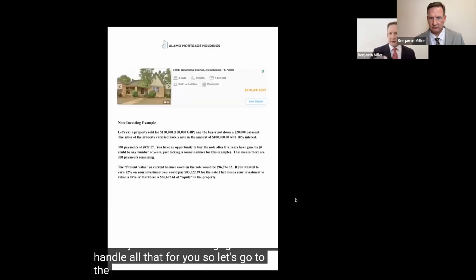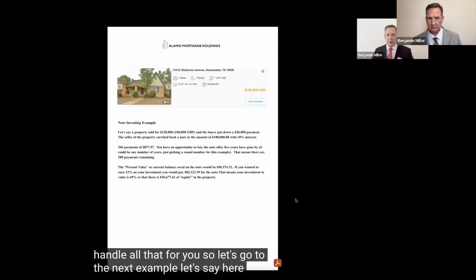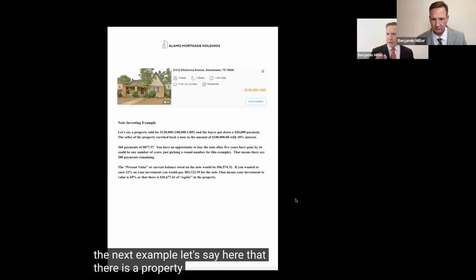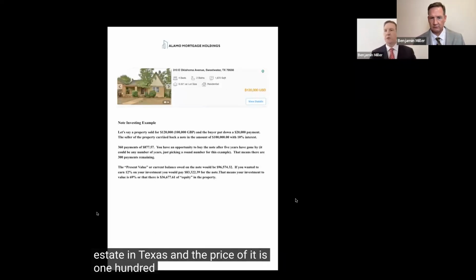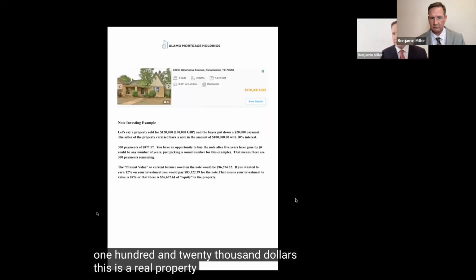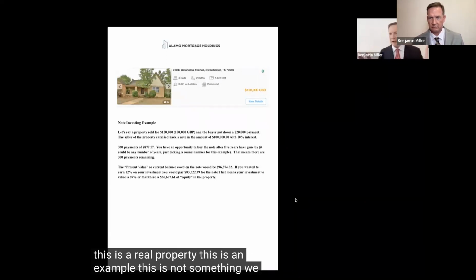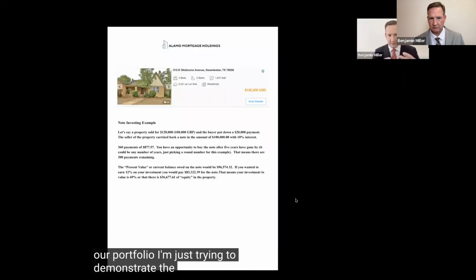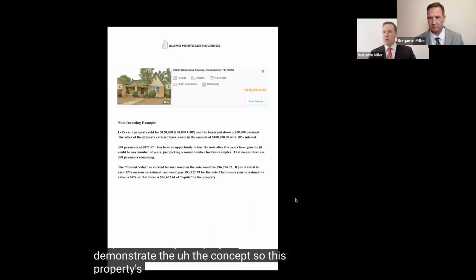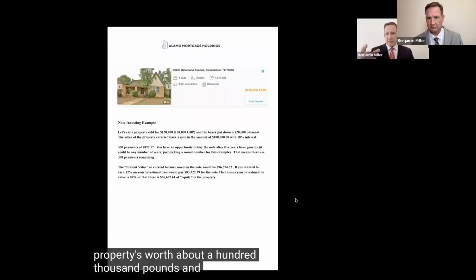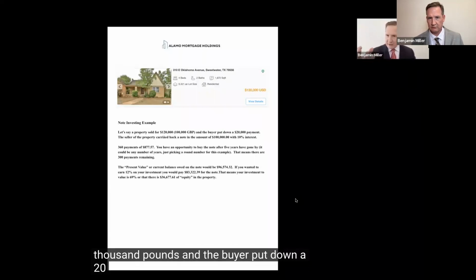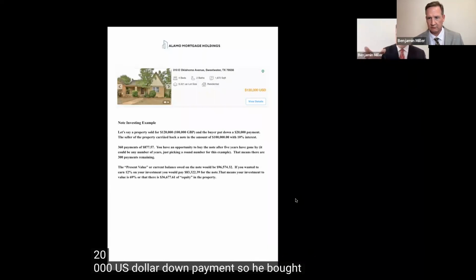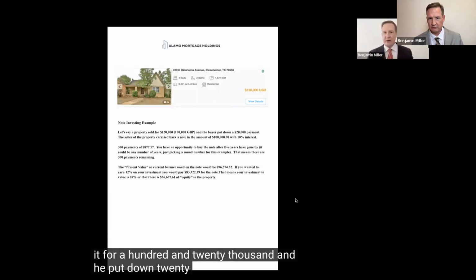So let's go to the next example. Let's say here that there is a property, a piece of real estate in Texas, and the price of it is $120,000. This is a real property. This is an example. This is not something we have in our portfolio. I'm just trying to demonstrate the concept. So this property is worth about $120,000, and the buyer put down a $20,000 down payment. So he bought it for 120,000 and he put down 20,000.